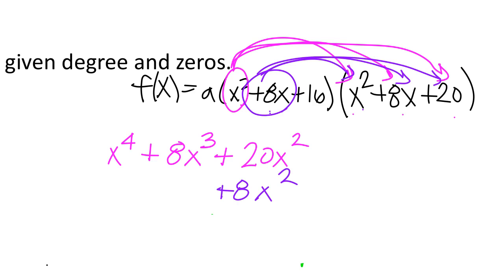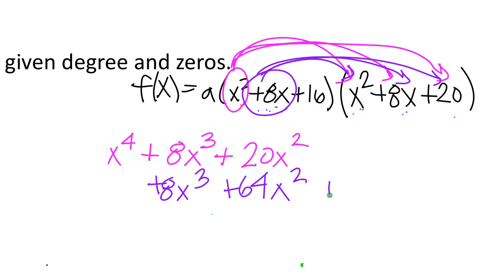8x by, I'm sorry, that was 8x cubed. See, when I'm talking, sometimes... so 8x by x squared would be plus 8x cubed. Okay, 8x by 8x will give me plus 64x squared. And finally, 8x by 20 will be plus 160x.